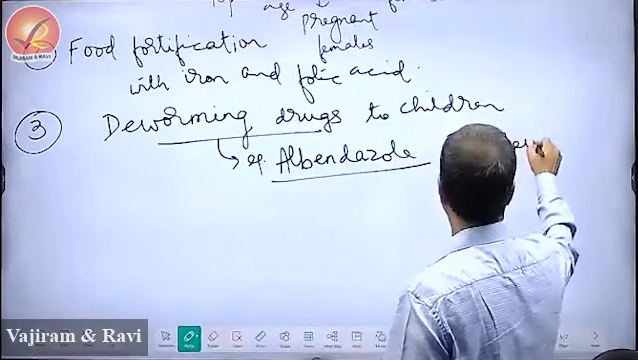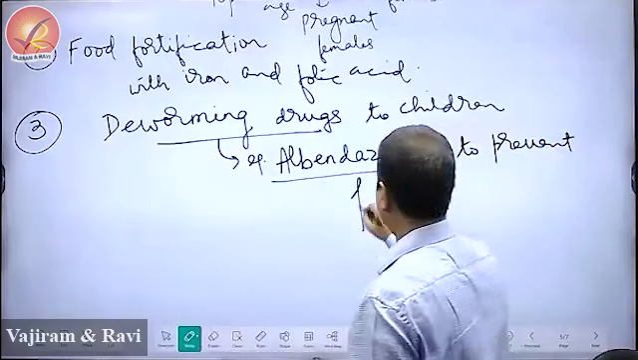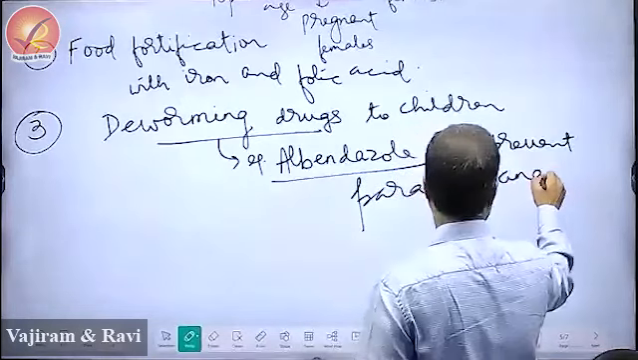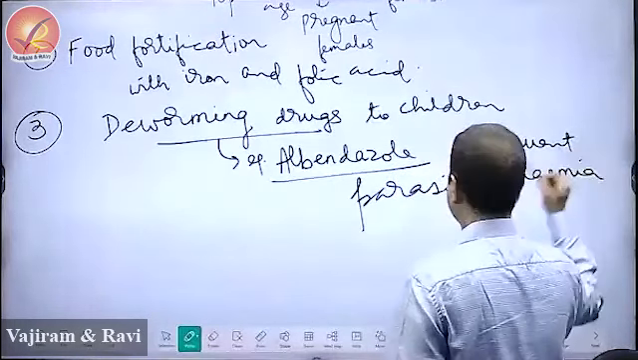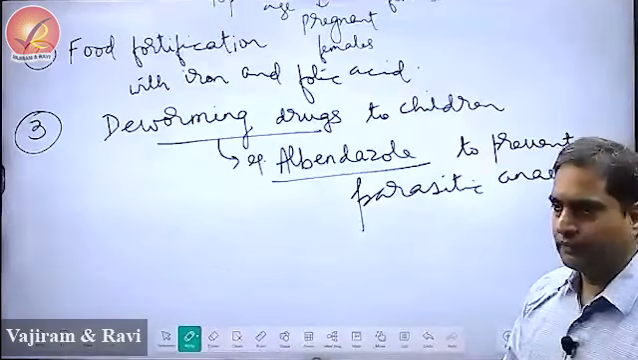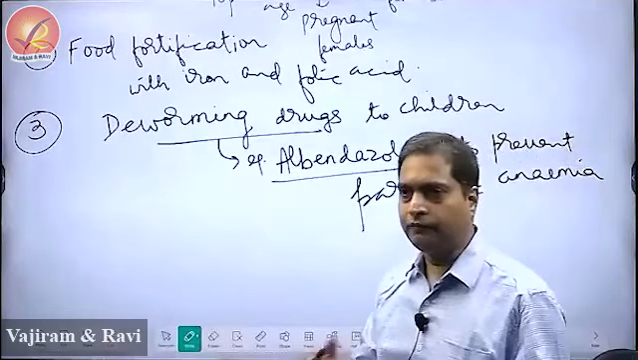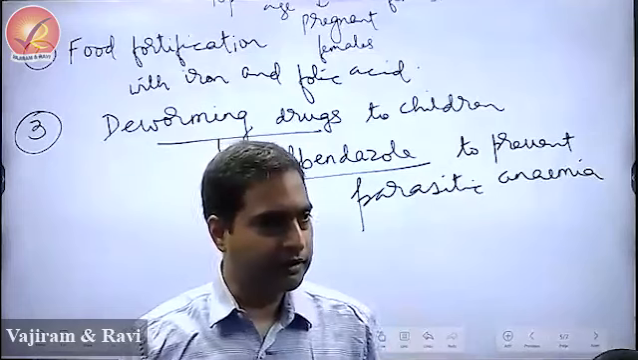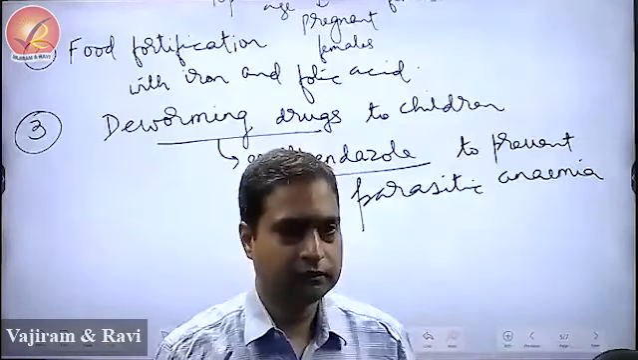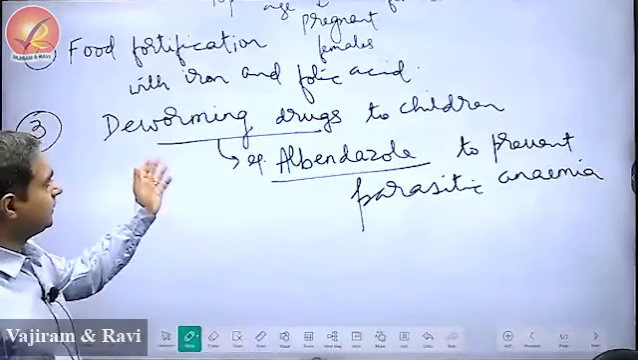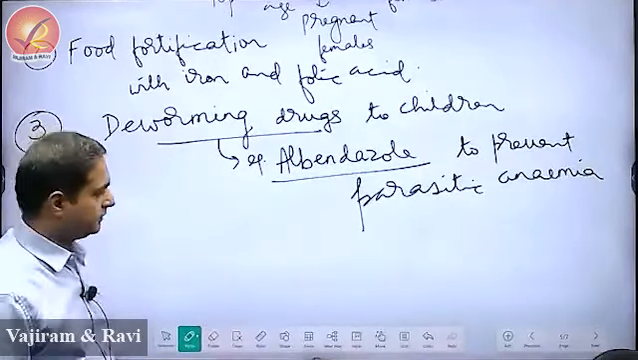To prevent parasitic anemia. Some parasites like tapeworm may be there in the intestine, which are tearing the intestine layer and sucking the blood in the children. So that can be gotten rid of using these deworming drugs.